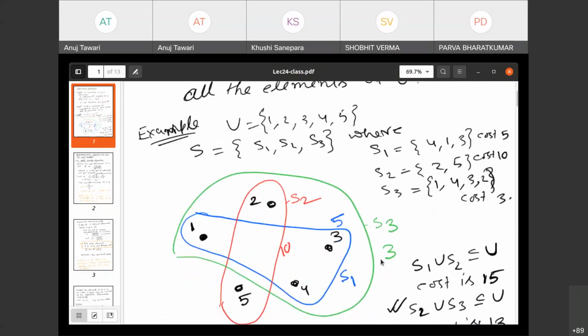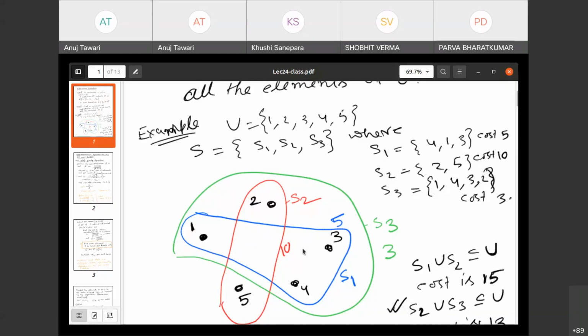So here's one example. Let's say the universe consists of these five elements, 1, 2, 3, 4, 5. And you are given subsets of the universe, S1, S2, S3, where S1 contains 1, 4, 3, and its cost is 5. S2 contains the elements 2, 5, and its cost is 10. S3 consists of 1, 4, 3, 2, and its cost is 3. Now you have to pick some of these, maybe just one of them or two of them, so that we cover all these elements, 1, 2, 3, 4, 5.